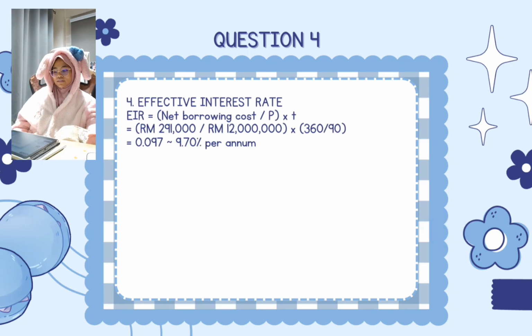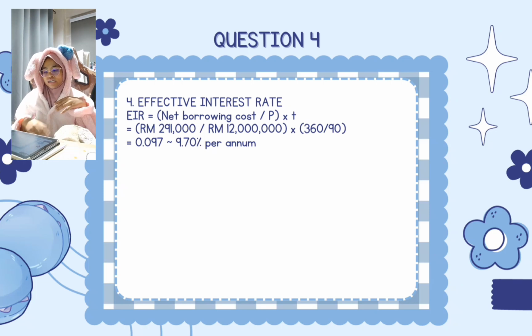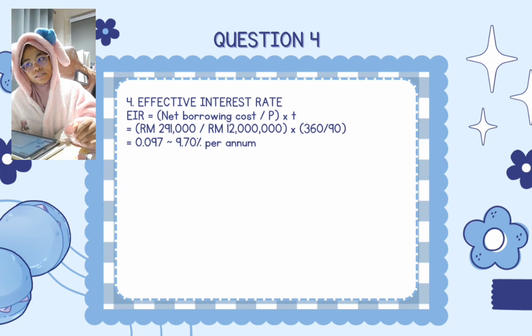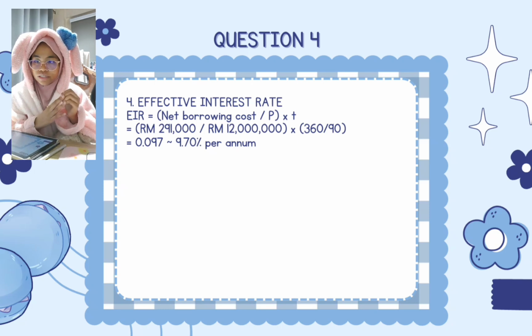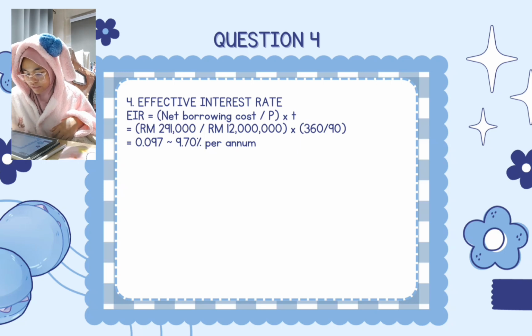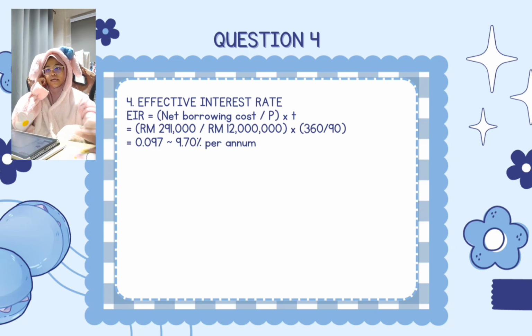Okay, next, effective interest rate. The formula for EIR is net borrowing cost divided by principal times T. So the net borrowing cost is 291,000 ringgit divided by 12 million ringgit times 360 per 90, which equals 0.097, or 9.70% per annum.